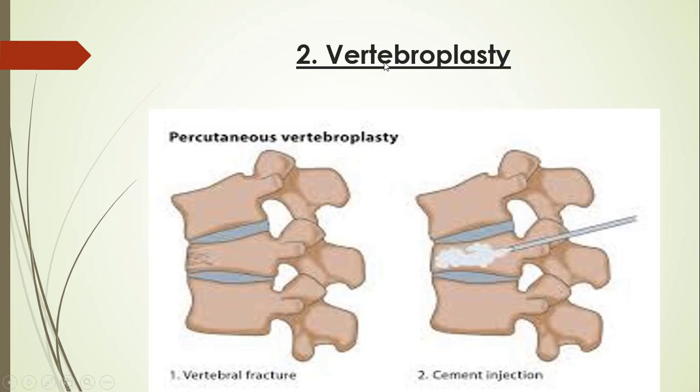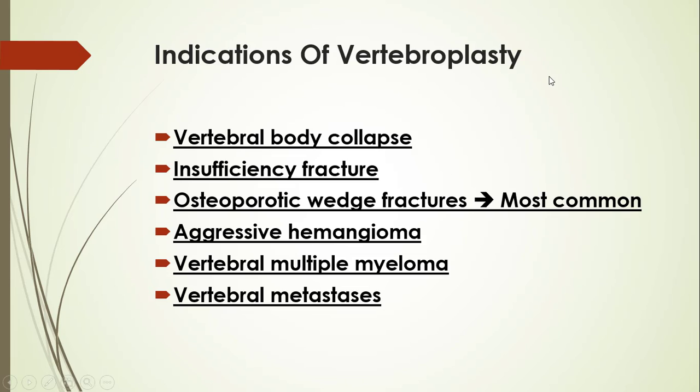Then we have vertebroplasty. Vertebroplasty is a technique in which we fill the vertebral body with bone cement. Now, in what cases do we want to fill the vertebral body with bone cement? Let's see. Here are the indications in which we use vertebroplasty. Vertebral body collapse, insufficiency fractures, osteoporotic wedge fractures, which is the most common, and vertebroplasty is mostly performed for patients with osteoporotic wedge fractures. Aggressive hemangioma, vertebral multiple myeloma, and vertebral metastasis.